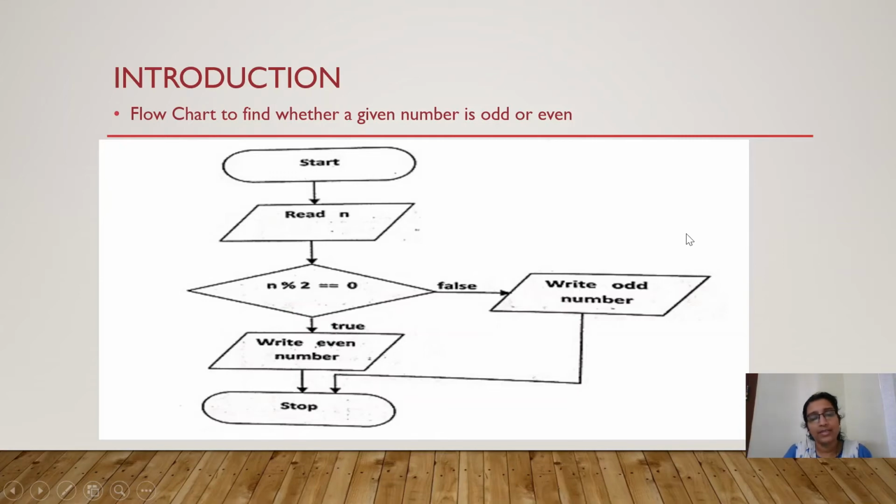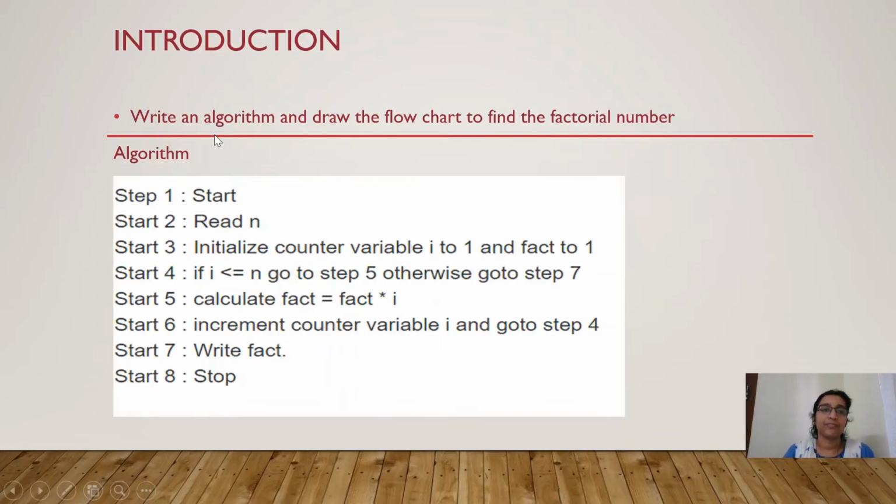So now we can see another example, also using repetition, if we want to continuously do something, how we will do that, using another example. See this algorithm: write an algorithm and draw the flow chart to find the factorial of a number. Before seeing this algorithm, we all know what is meant by a factorial.